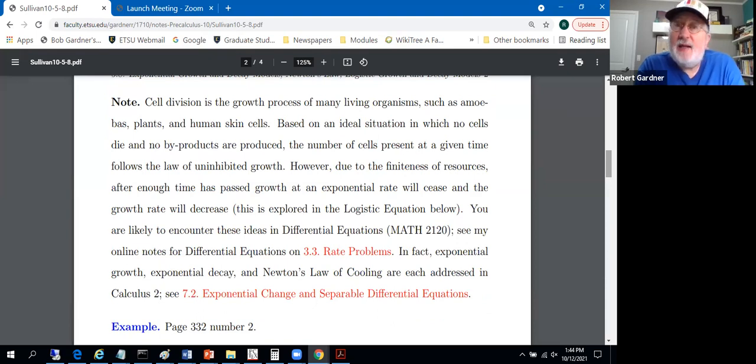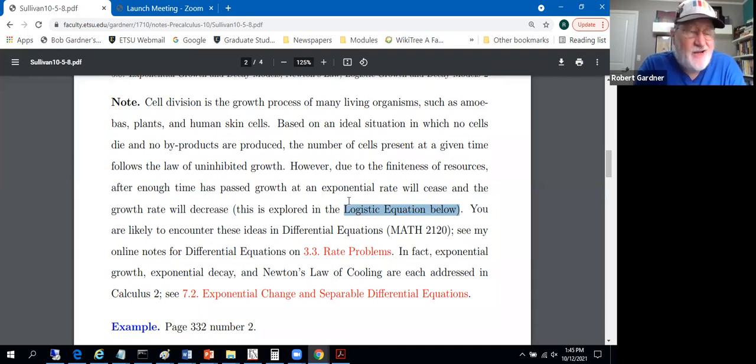A little biological example. Cell division is the growth process of many living organisms, such as amoeba, plants, and human skin cells. Based on an ideal situation in which no cells die and no byproducts are produced, the number of cells present at a given time follows the law of uninhibited growth. A population under these hypotheses grows exponentially, in other words. However, due to the finiteness of resources, after enough time has passed, growth at an exponential rate will cease and the growth rate will decrease. This we'll look at in more detail in the logistic equation.